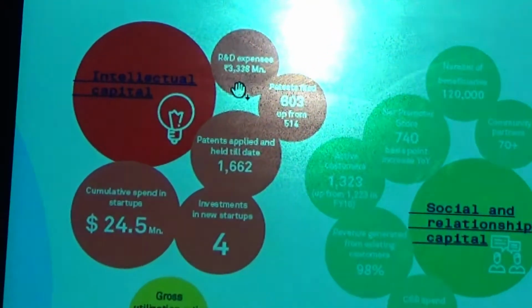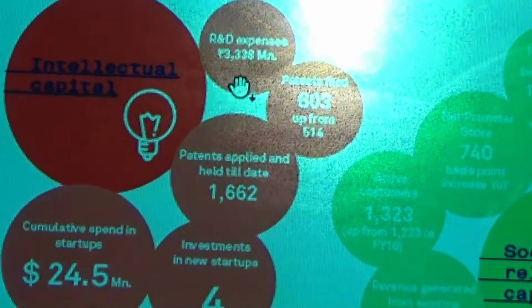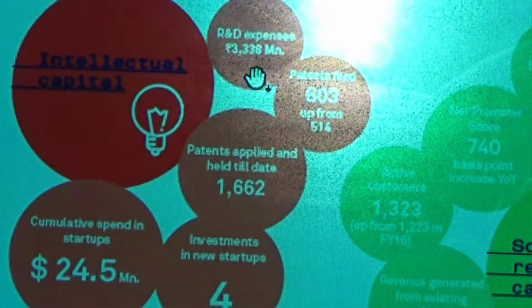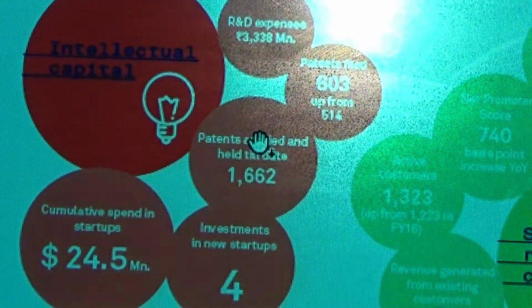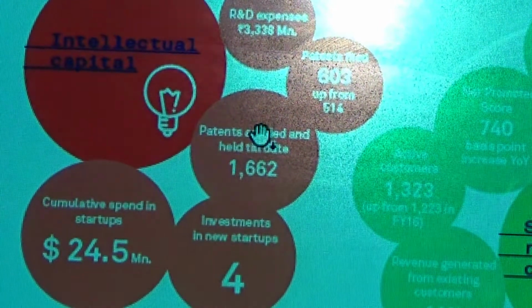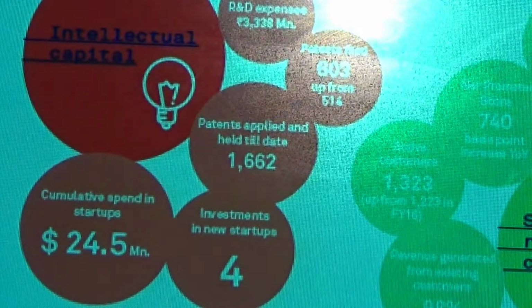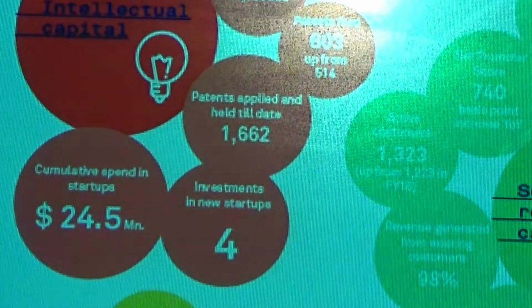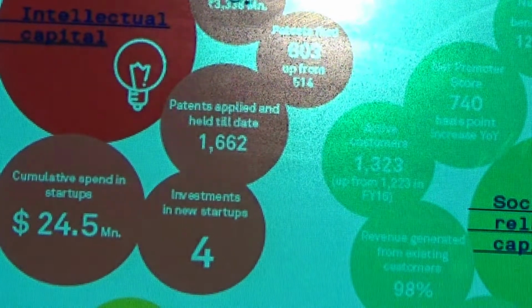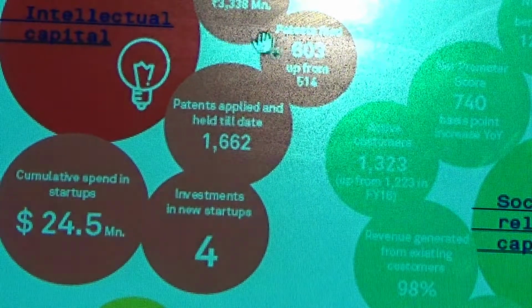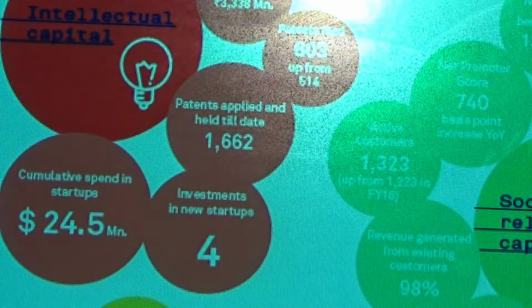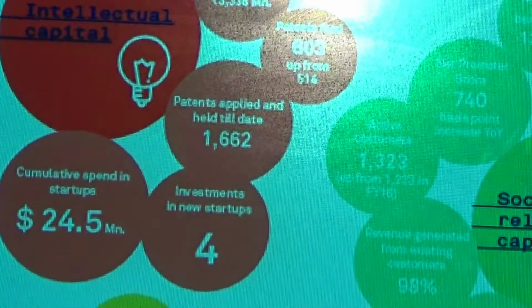R&D expenses are quite good. You can see over here in rupees it is 3,338 million rupees. It is very important for any company, for a futuristic goal, to spend on the R&D part. That is very much visible over here. You can see here the company is spending on other parts also.